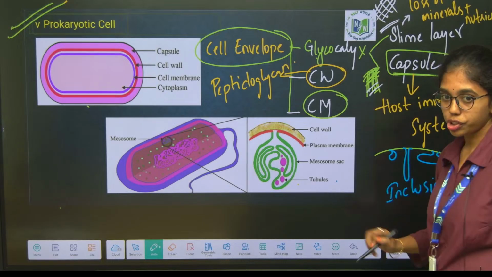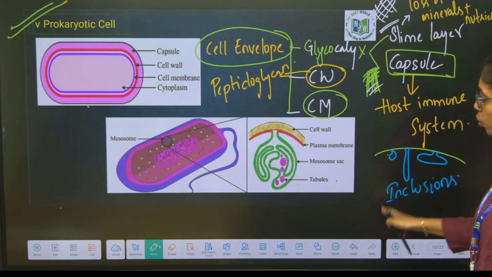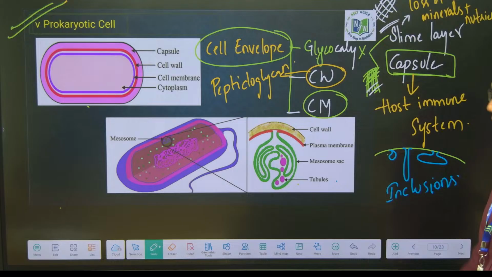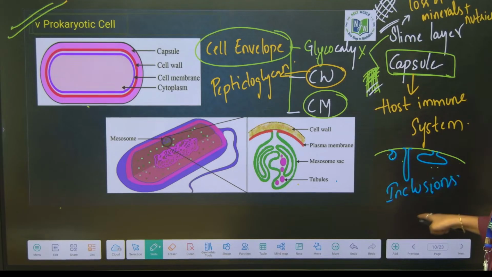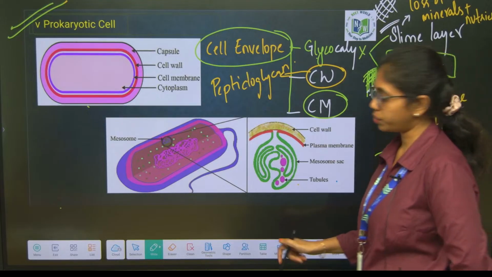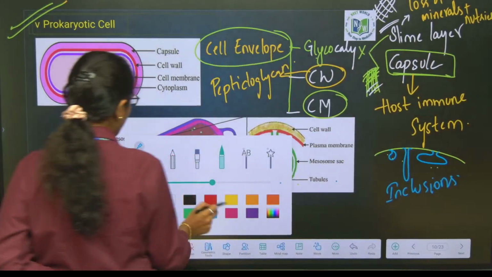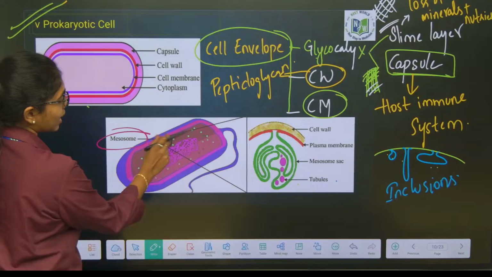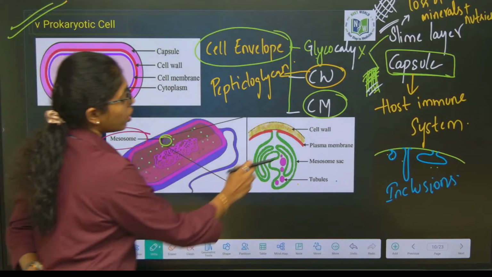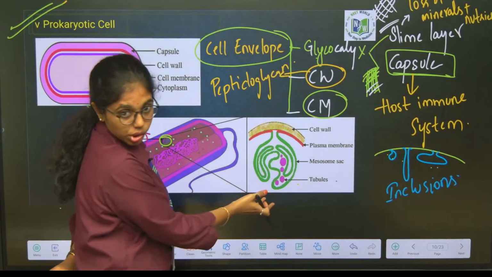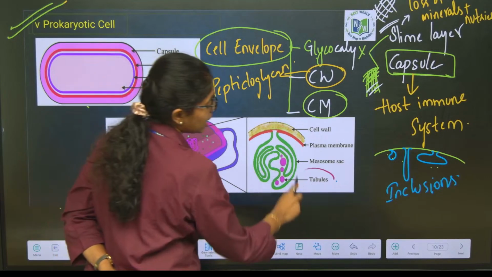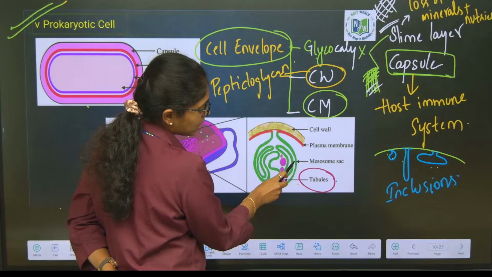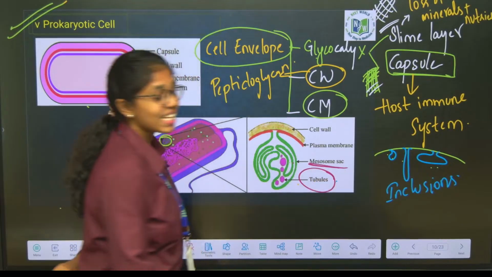Okay, so these extensions, or inclusions, of the cell membrane towards the cytoplasm, either in the form of vesicles, tubules or lamellae, are called what? Mesosomes. Here, can you see the mesosomes now? Mesosomes are clear to you, right? These are the tubular extensions. One image that is drawn is of tubular extensions. These are mesosomal tubes, and at the center you can see the mesosome sac.